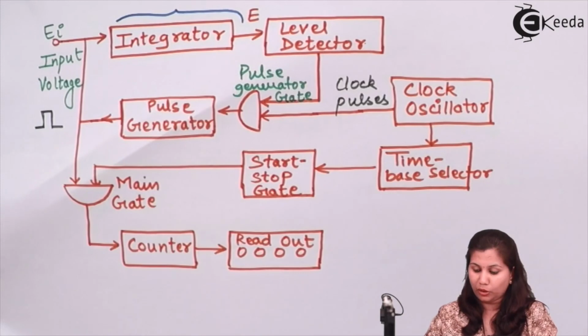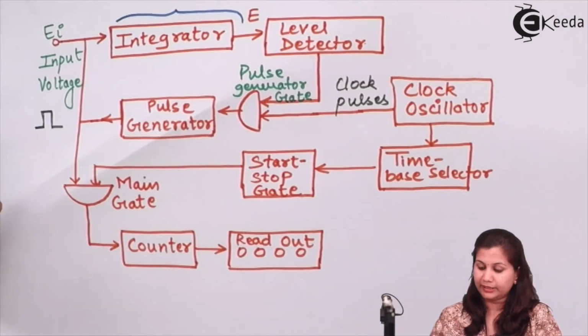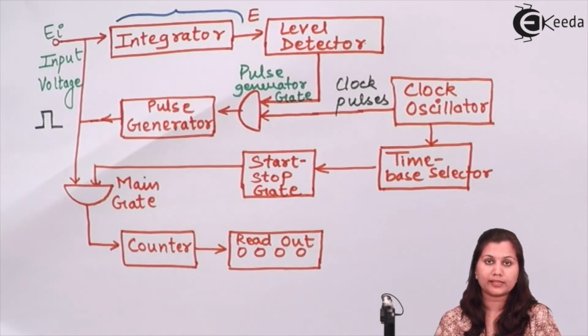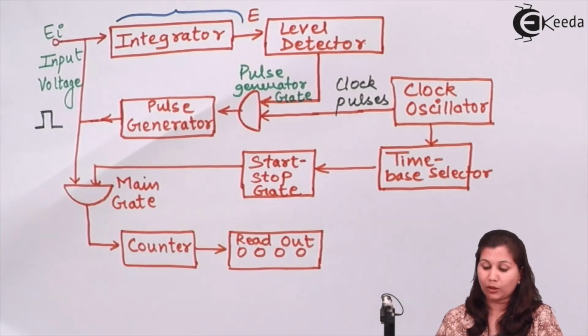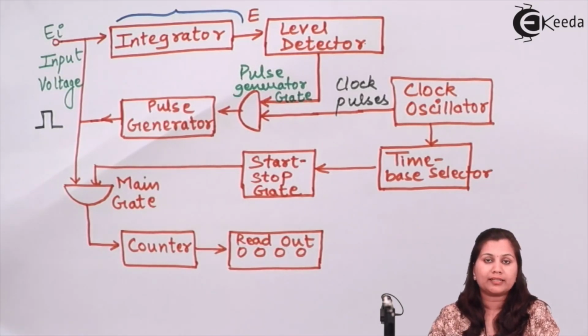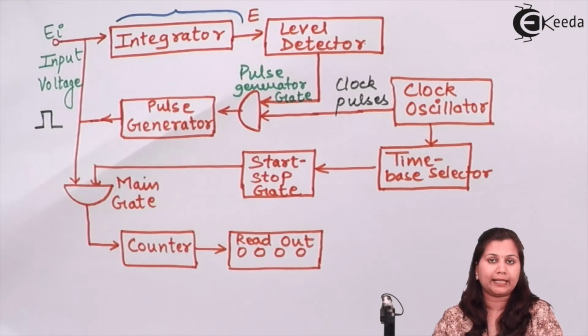So this was the block diagram. We studied the explanation of all the parts, the function of all the blocks in this DVM, and how this digital voltmeter measures the voltage by measuring the frequency, or by measuring the number of pulses passing through a fixed period of time. So I hope that this topic, integrating type digital voltmeter, is now clear to you.